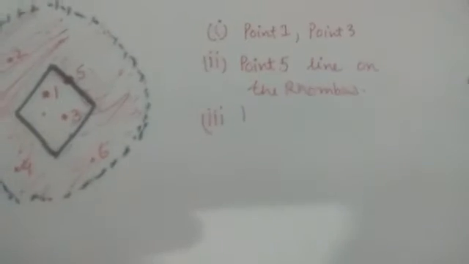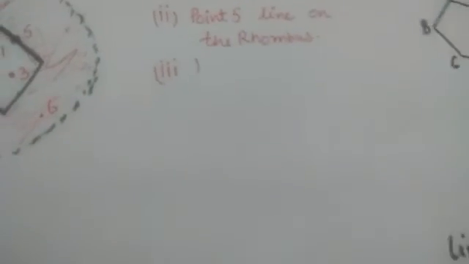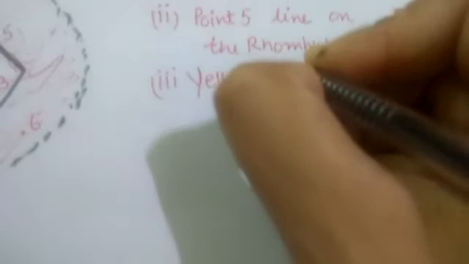This part lies outside, and in your book this portion is yellow in color, so you can write it this way: yellow portion of the figure lies outside the rhombus. So I am writing yellow portion of figure lies outside the rhombus.